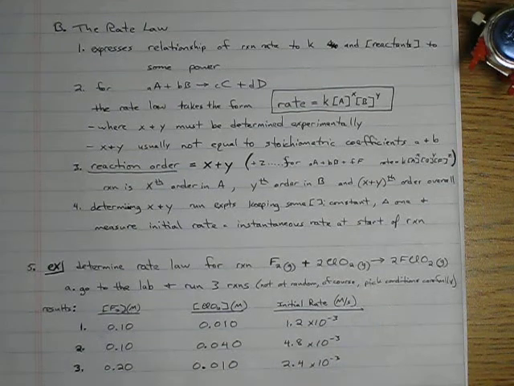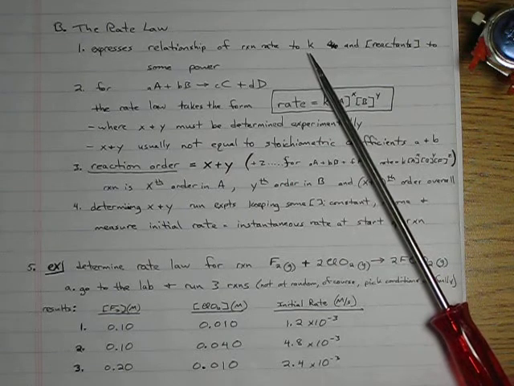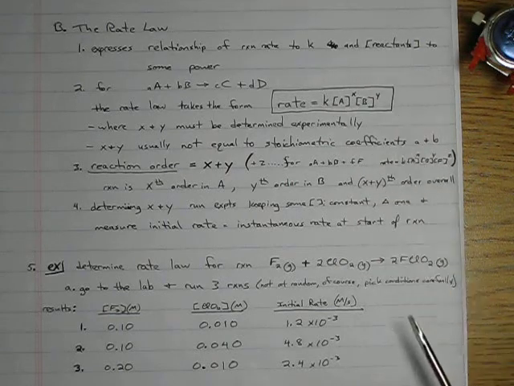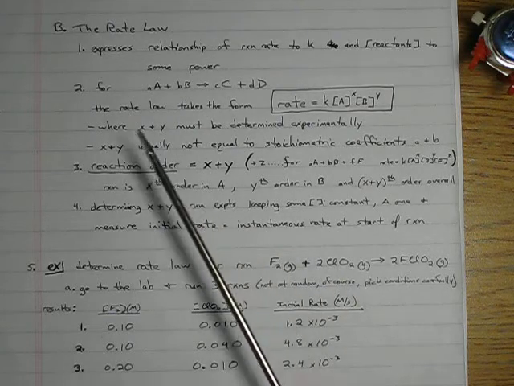Now we're going to look at the rate law. The rate law is a mathematical expression that expresses the relationship of the reaction rate to the rate constant and the concentration of reactants to some power. I don't know what that means either until you look at it, and then you can see what's going on here. Let's look at our general reaction.